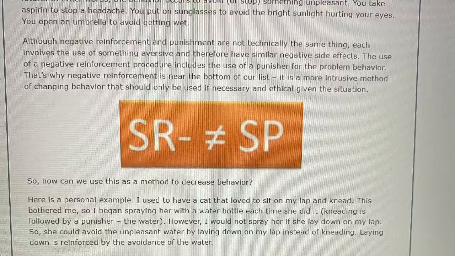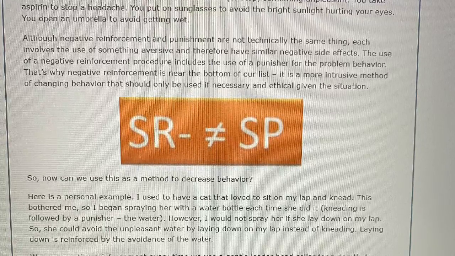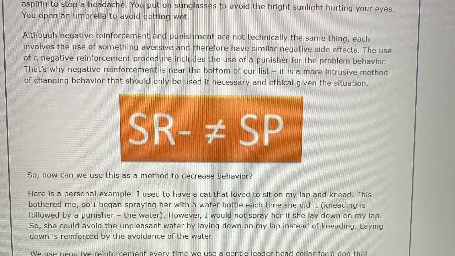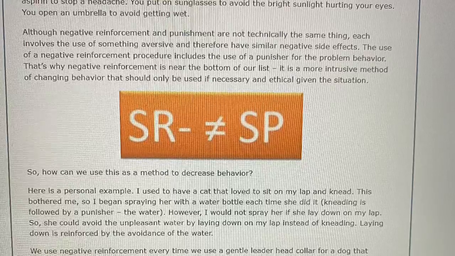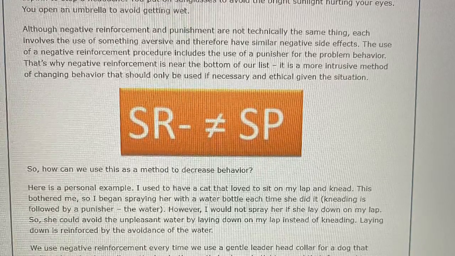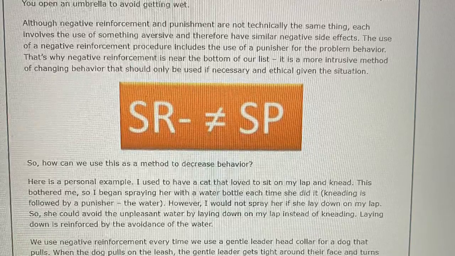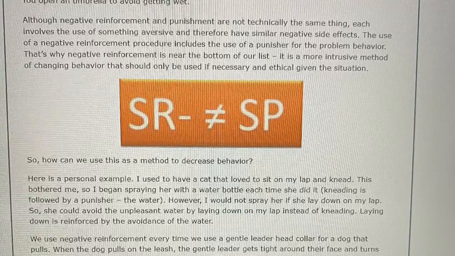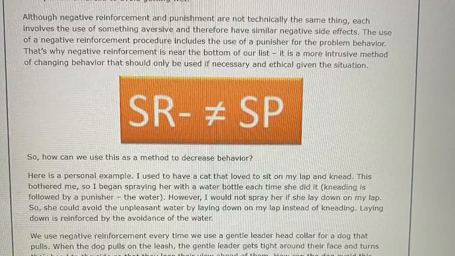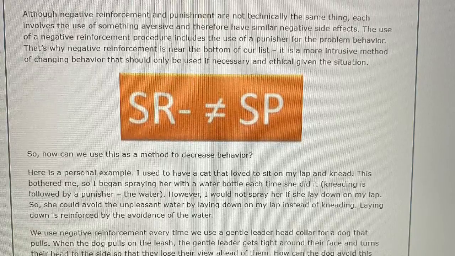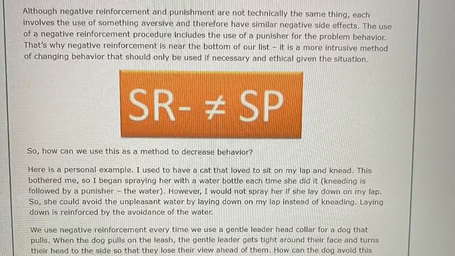Here is a personal example. I used to have a cat that loved to sit on my lap and knead. This bothered me, so I began spraying her with a water bottle each time she did it. Kneading is followed by a punisher, the water. However, I would not spray her if she would lay on my lap. So she could avoid the unpleasant water by laying down on my lap instead of kneading. Laying down is reinforced by the avoidance of the water.